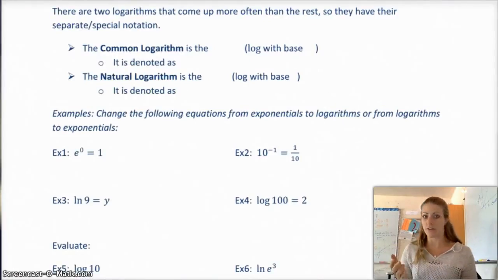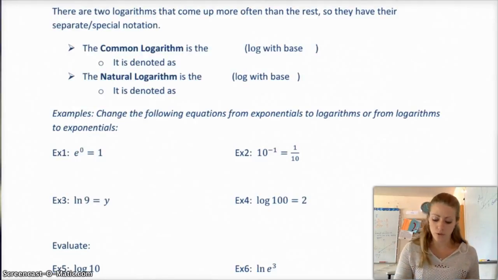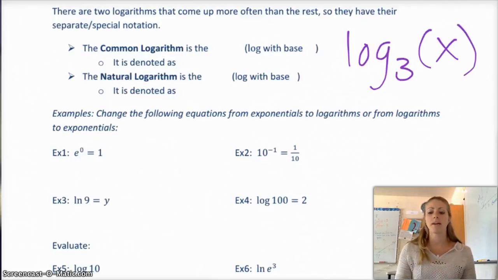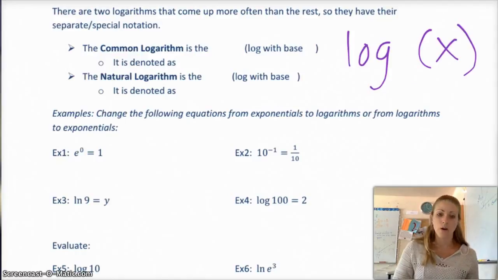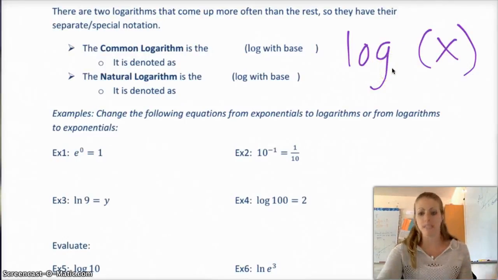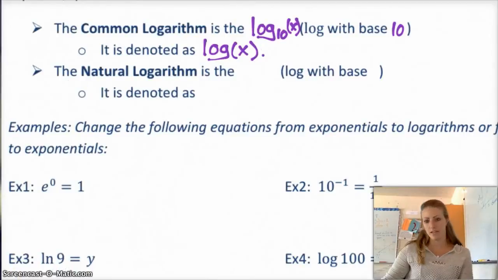Okay, so the common logarithm is log base 10. It's so special that they actually leave the base out. Usually when we're writing a log, we write log base 3 of x or something, right? But if we're talking about the common log, which is log base 10, we don't write the base at all. So if you don't see a base, it means that the base is 10. There you have the common log.